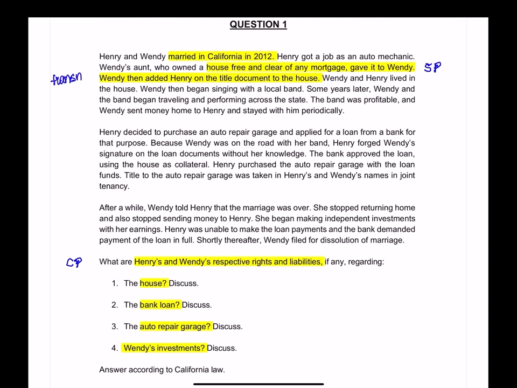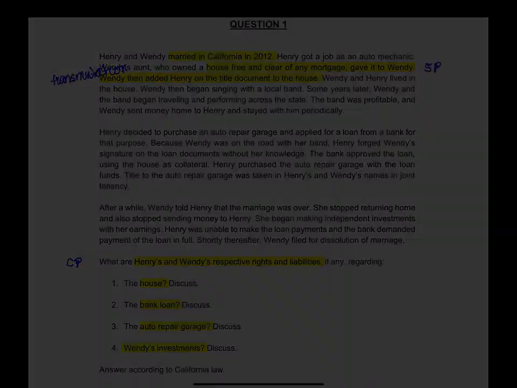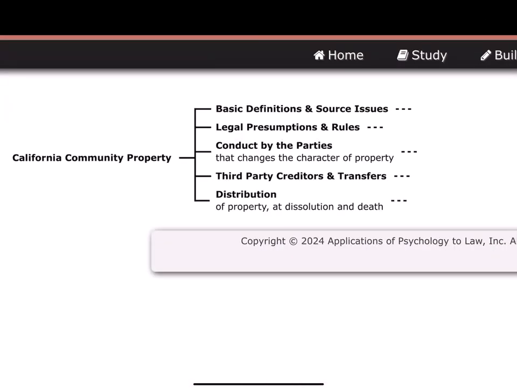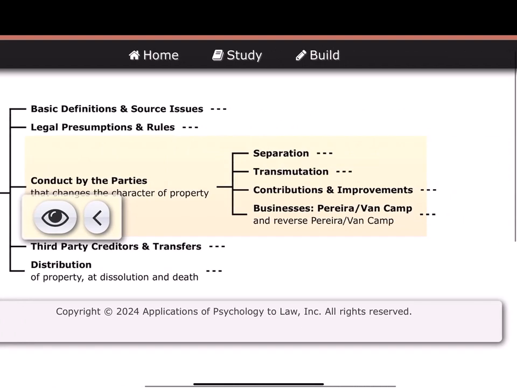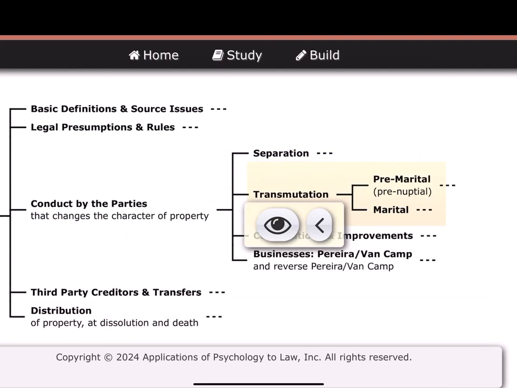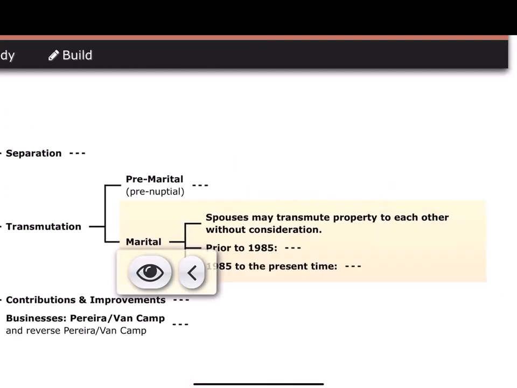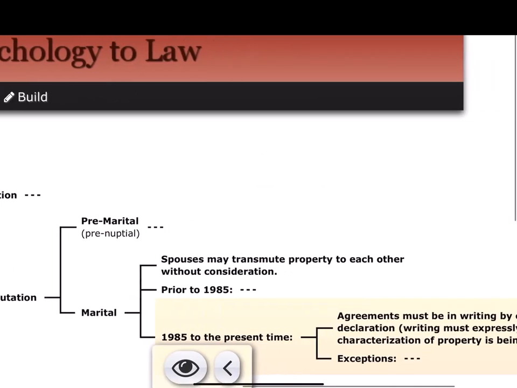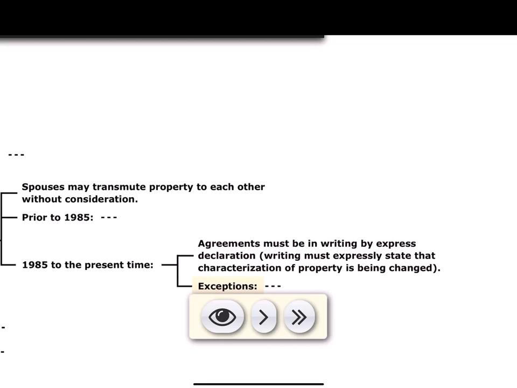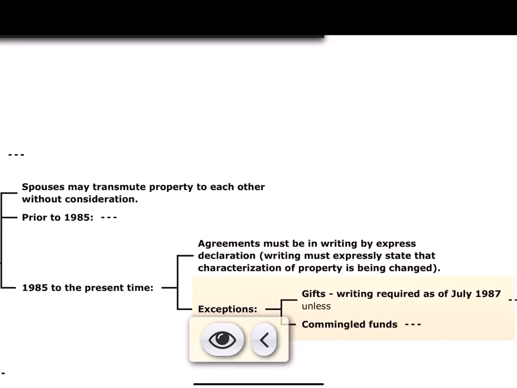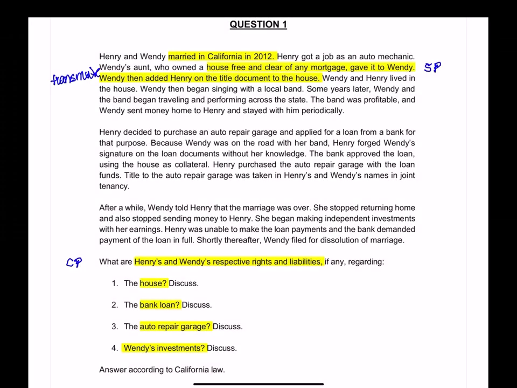Well, let's go over to Proponics and look at the rules I would have memorized before the bar exam. So in the way we organize the law, under California community property, this would be conduct by the parties that changes the character of property. So let's see what we have there. We have separation, transmutation, contributions and improvements in Pereira Van Camp. This is a transmutation. It's not premarital, it's marital. And spouses may transmute property to each other without consideration, but the agreement must be in writing by express declaration, and then there are a bunch of exceptions which don't apply here. So that's a good issue on the house. She has transmuted it to community property, which means that they both have rights in that house.